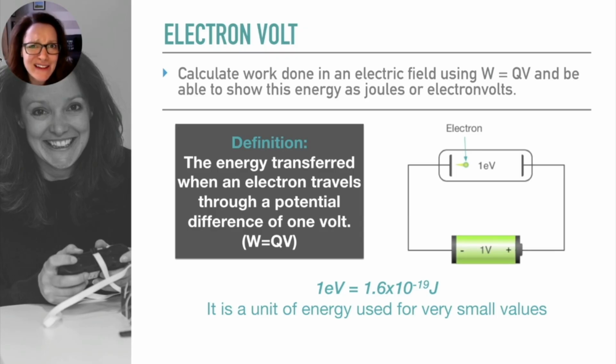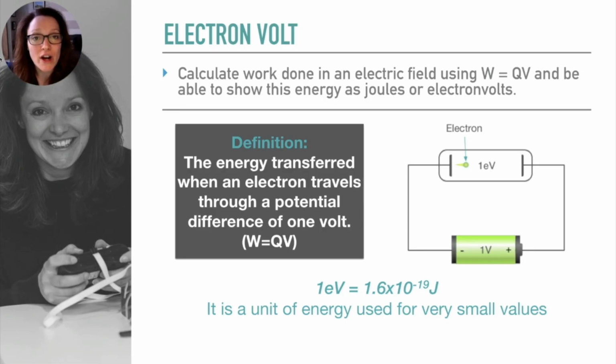Why have we done that? Well, it's just an easier way of explaining things. If an electron has 3.2 times 10 to the minus 19 joules of energy, it's a waste of our energy saying that. Instead, it's easier to say it's got 2 electron volts.